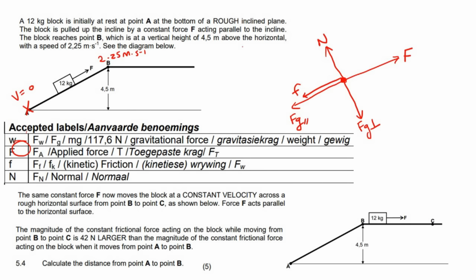And then lastly, here are all the accepted labels that you could have used. You can use W, you can use FW, you can use FG, you can use MG, you can use all of those different things. For the force, you could have said FA, applied force. You see, so they're pretty lenient with what you can do. So there you can have a look at that and you can decide which ones you like to use.